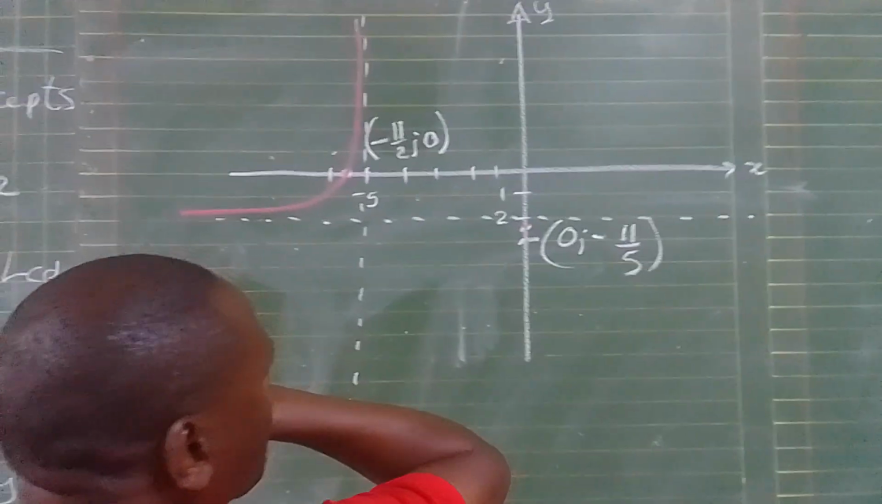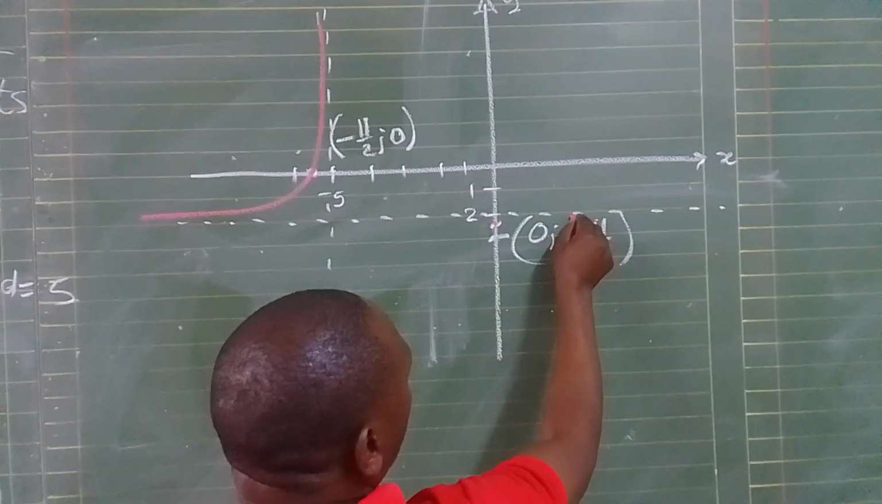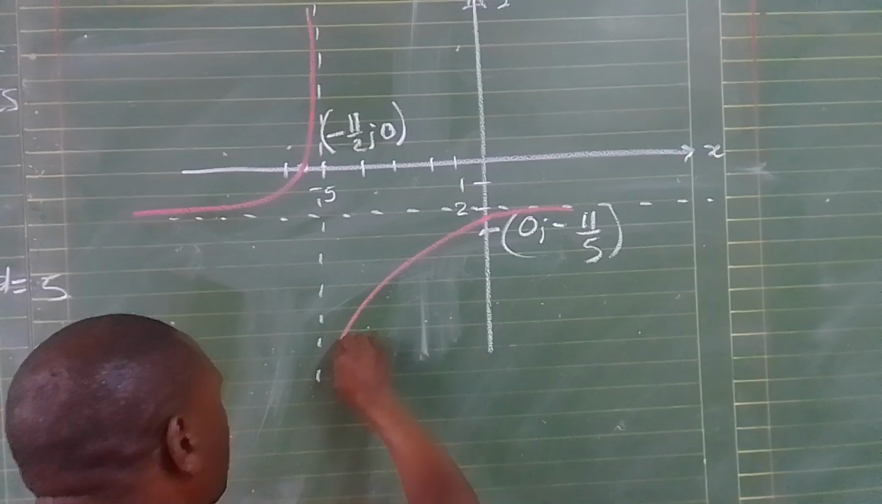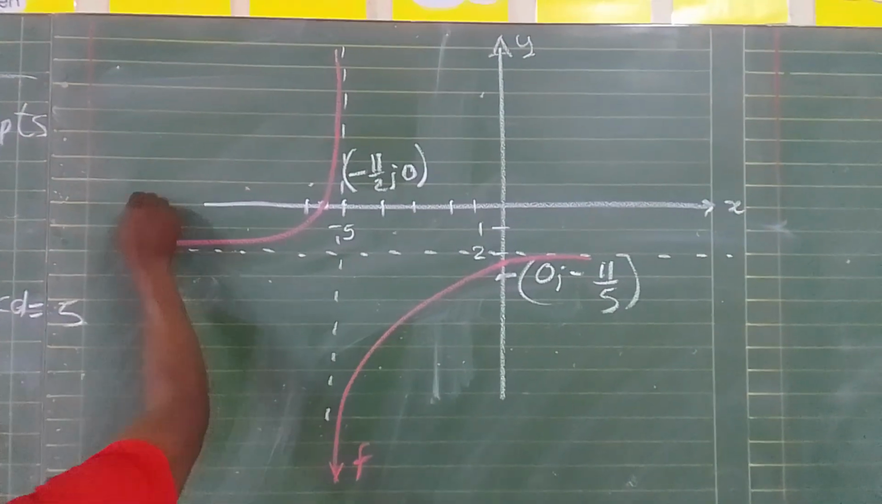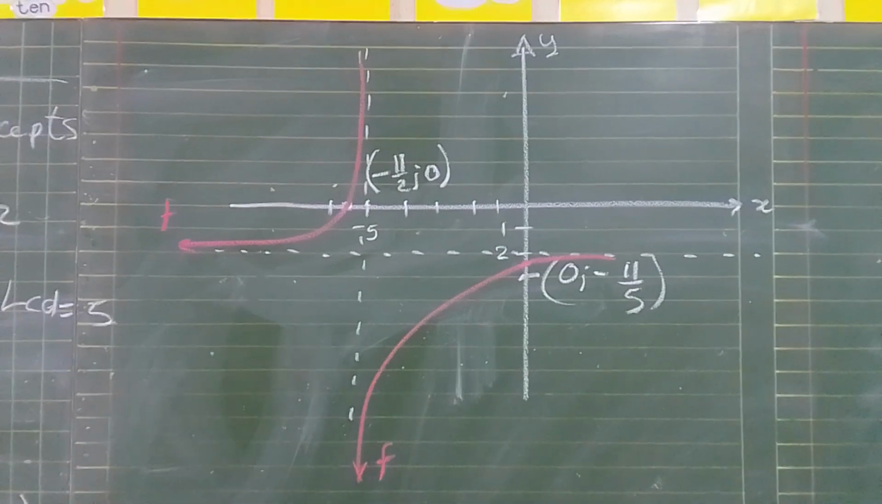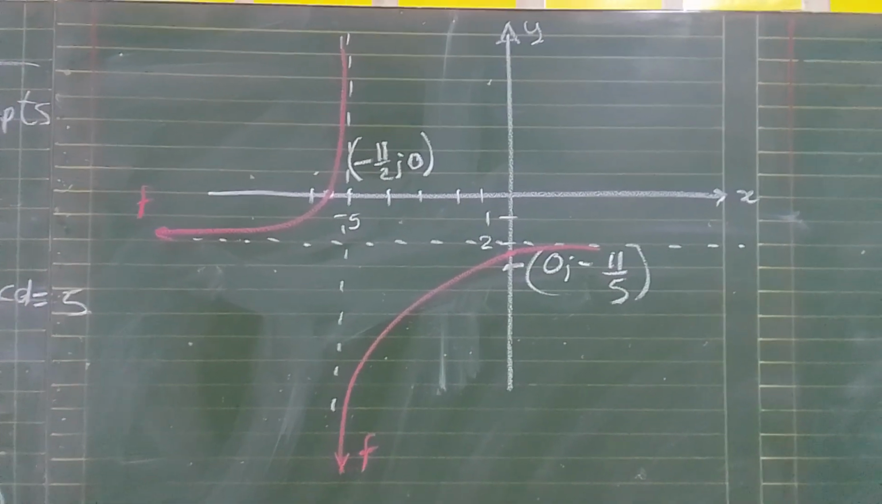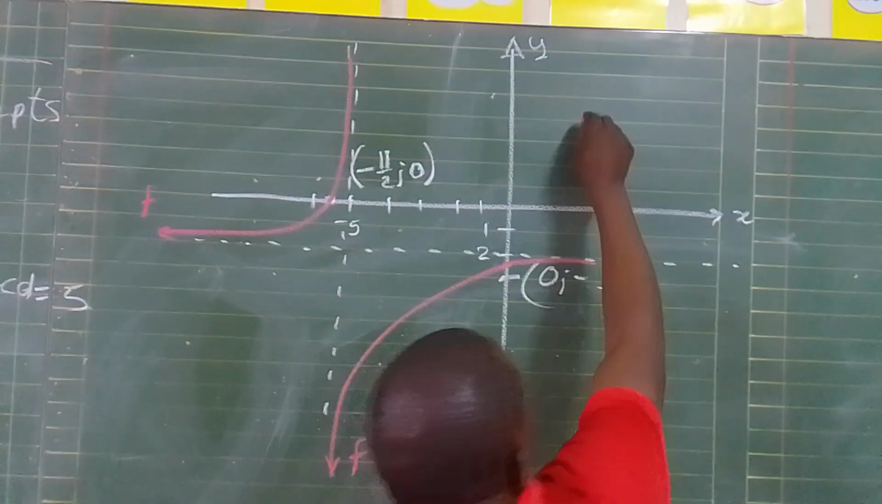And this one, it goes like that. It does not touch the horizontal asymptote and it does not touch the vertical asymptote. This is our function f. This is what is required of you. For how many marks? 4.4 is for 3 marks. So this is your 3 marks.